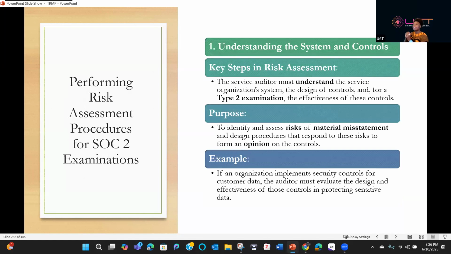But what of performing risk assessment procedures for SOC 2? One, we want to talk of understanding the system and the controls. What are some of those key steps in risk assessment? The service auditor must first and foremost understand the organization's system. Remember, everything starts from the level of the system. How those controls are being designed under the SOC 2 Type 2 examination, and then the operational effectiveness of those controls. And the purpose is to identify and assess risks of material misstatement and design procedures that respond to these risks to form an opinion on the controls.